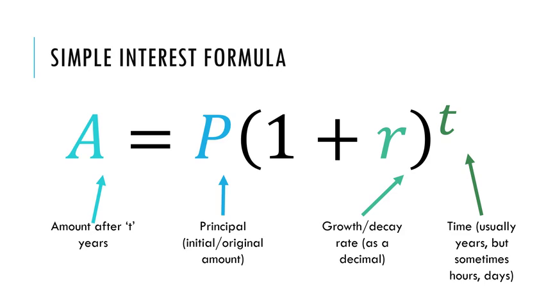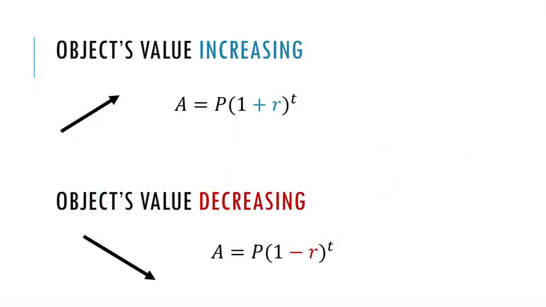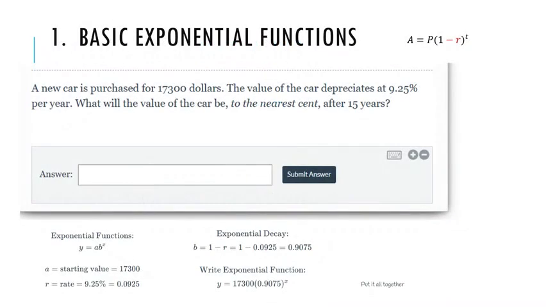If you see a negative sign here, it's going to be a decay. R is going to be the rate at which it's growing or decaying, and T is the time, usually in years, but sometimes in hours or sometimes in days. Objects that are increasing, notice that this has a positive. Object growth or decay is going to be a negative.